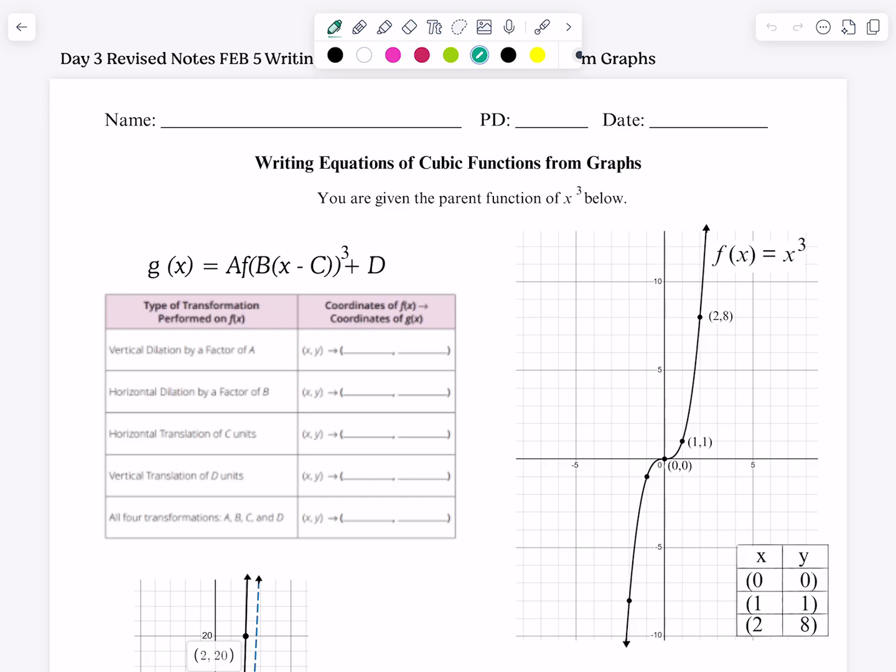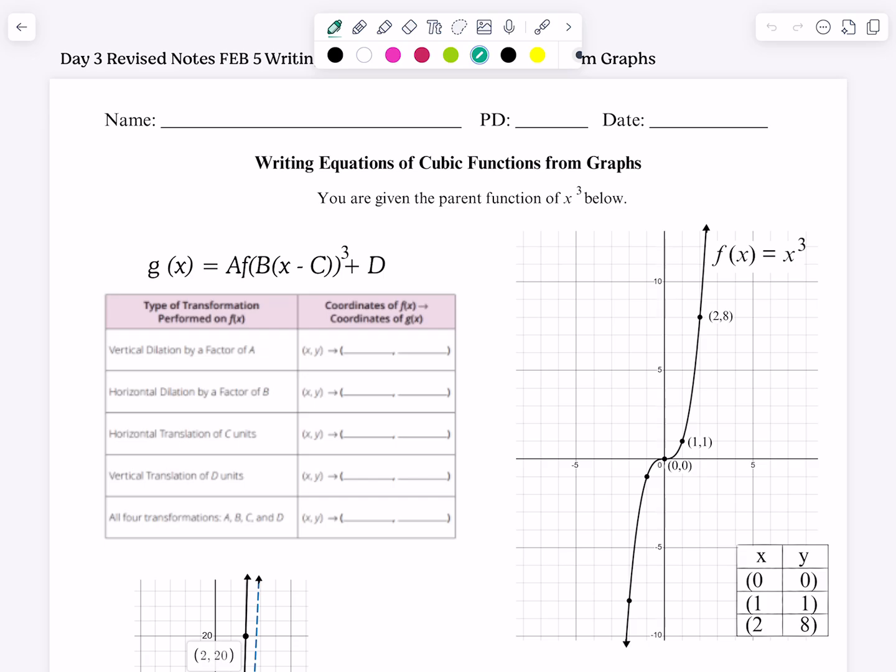Okay, so let's go ahead and start. What we're doing today is we're going to write equations of cubic functions. This is typically the hardest part, but I did the lesson in my head about 30 seconds ago, and I think I figured a way to make this super easy for you. So I think that's my goal today, to make this as easy as possible.